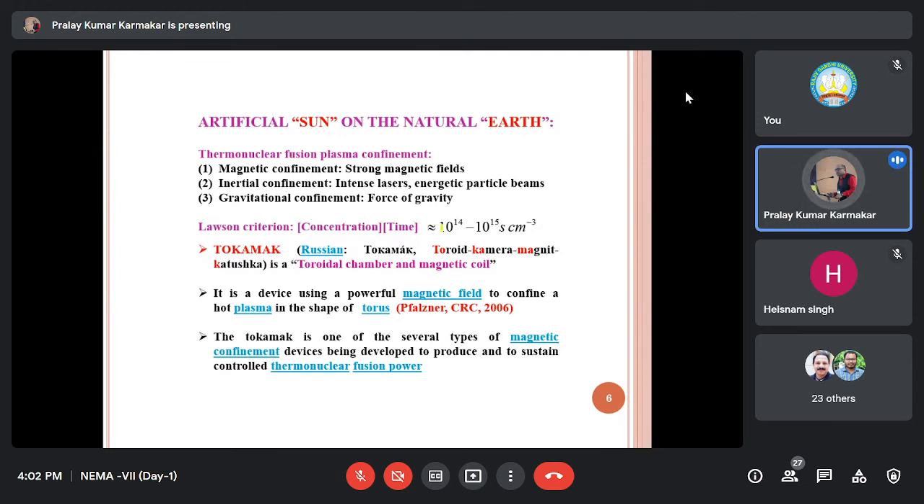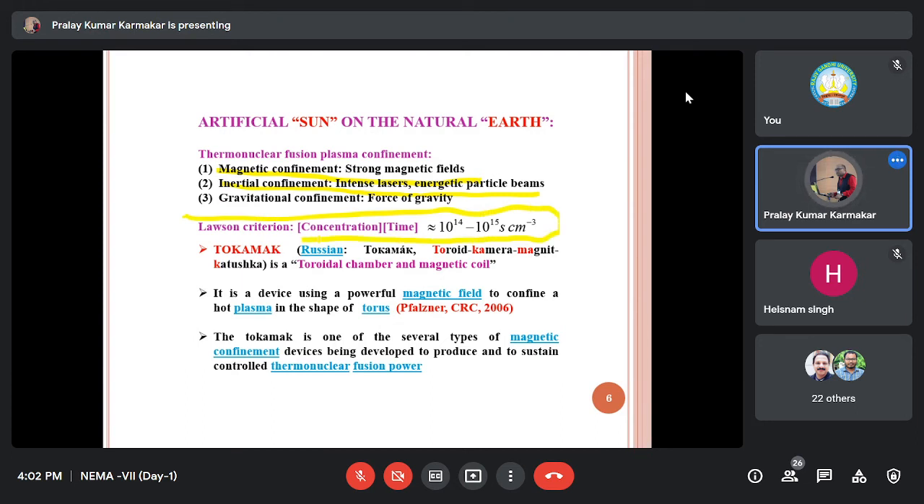And plasma, as we know, forms at high temperature. So how to confine it? General materials, whatever materials we are familiar with, cannot be utilized to confine the plasma. So what are the confinement techniques? There is magnetic confinement, then inertial confinement carried out with intense lasers and energetic particle beams. Then naturally, confinement is also found in astrophysical objects, including our sun, where gravitational confinement is operating.